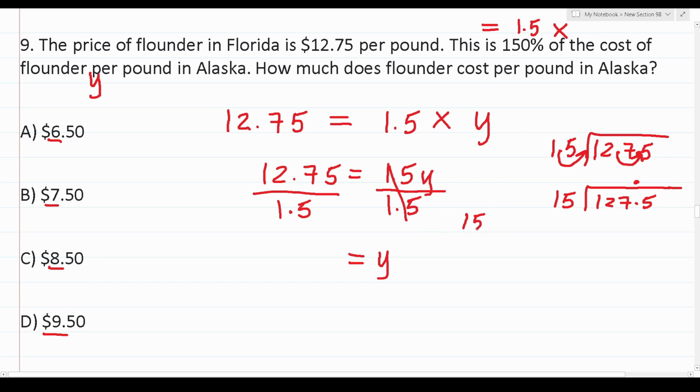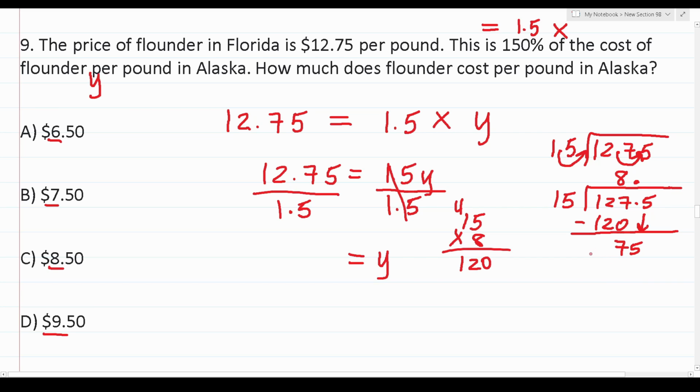What's 15 times 8? 5 times 8 is 40, carry a 4. 8 times 1 is 8, 9, 10, 11, 12. All right, so clearly the maximum number of times 15 can go into 127 without going over is going to be 8. 15 times 8 is 120. 127 minus 120 is 7. And now we just drop down this 5.